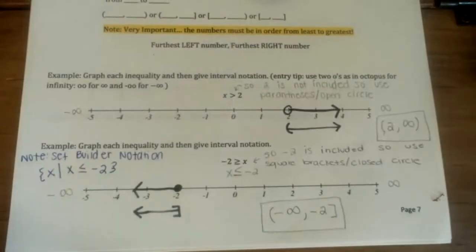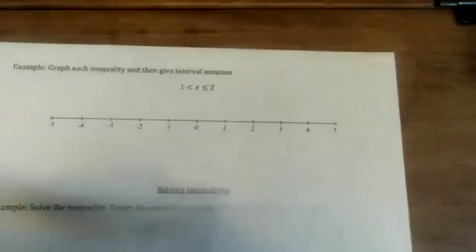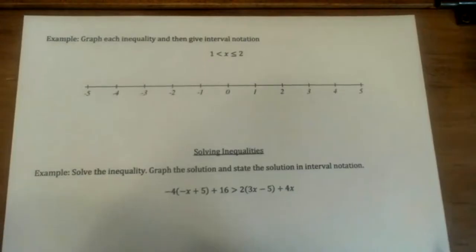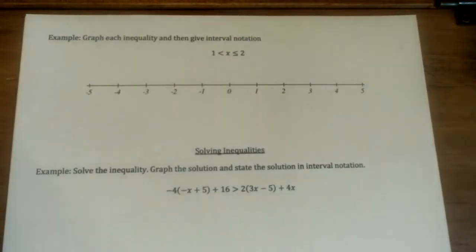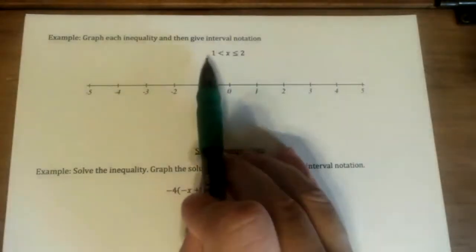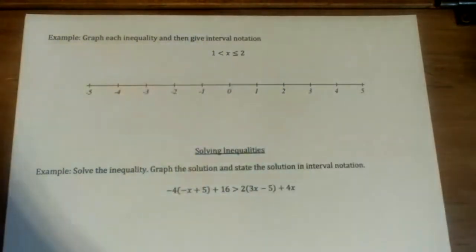All right. So let's look at some more examples on the next page. It says graph each inequality and then give interval notation. So same thing, but now I have what's called a compound inequality.